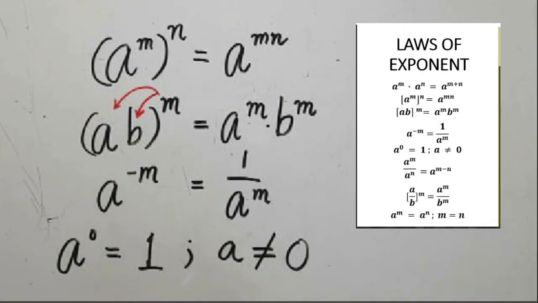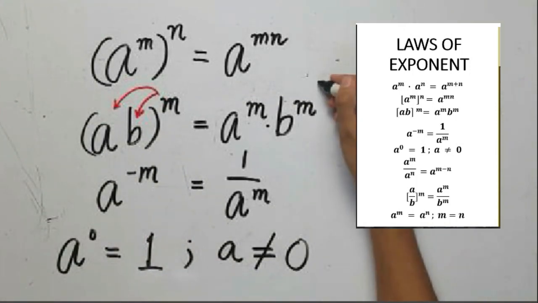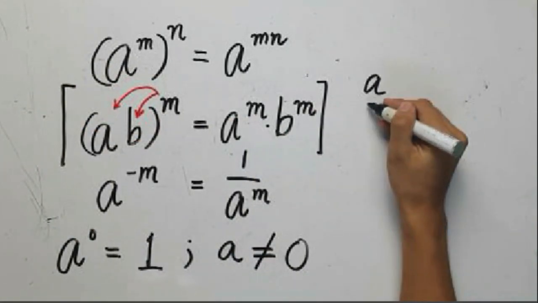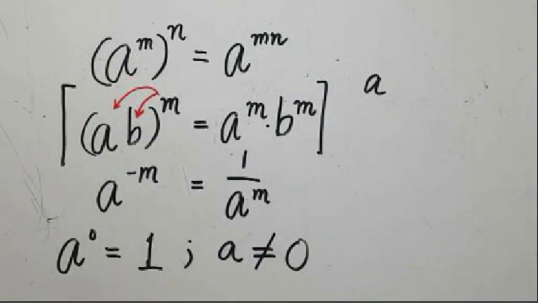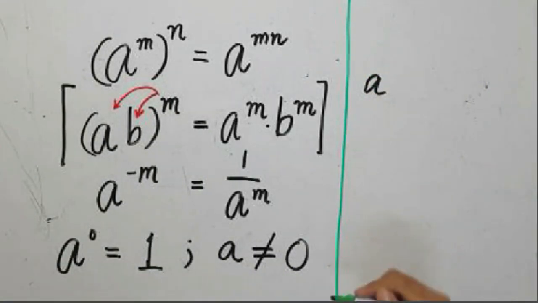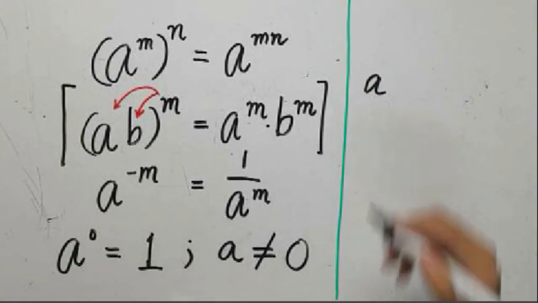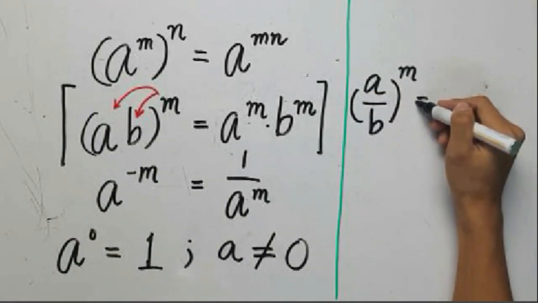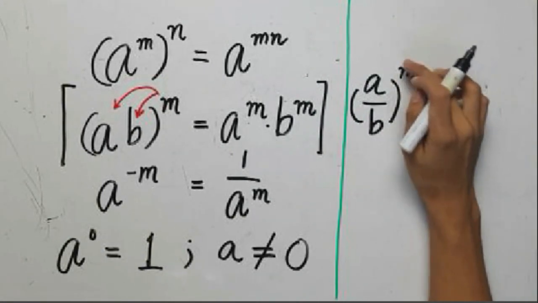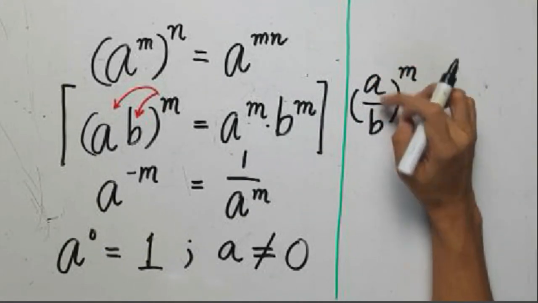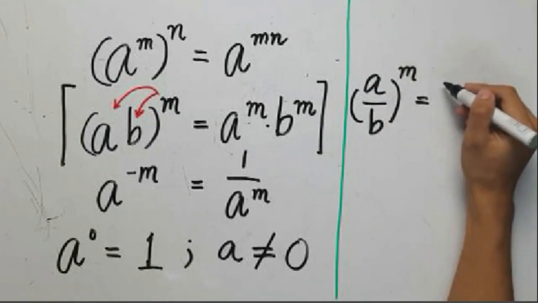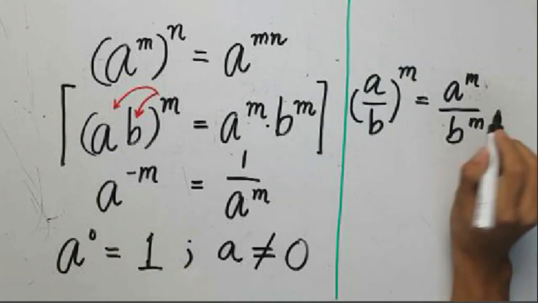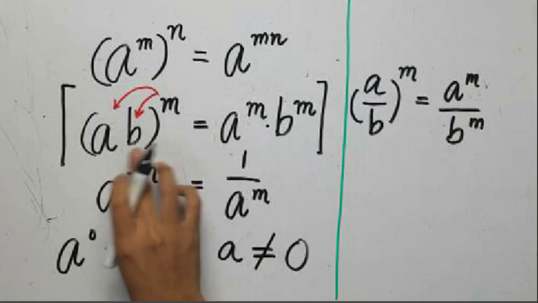Siya nga pala, idadagdag ko lang, no? Kung dito, sa kaparehas na rule nito, kung meron kang a over b, yung quantity ng a over b, ni-raise mo sa isang exponent, this is also equal to, dapat yung m dito or yung exponent ay i-distribute mo sa mga terms. So, ito ay magiging a raised to m over b raised to m. So, kaparehas lang siya ng rule ng multiplication.